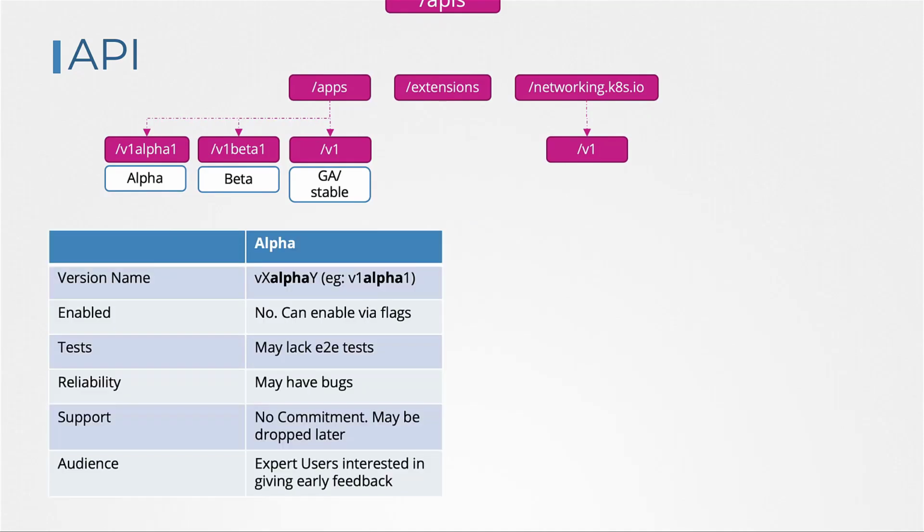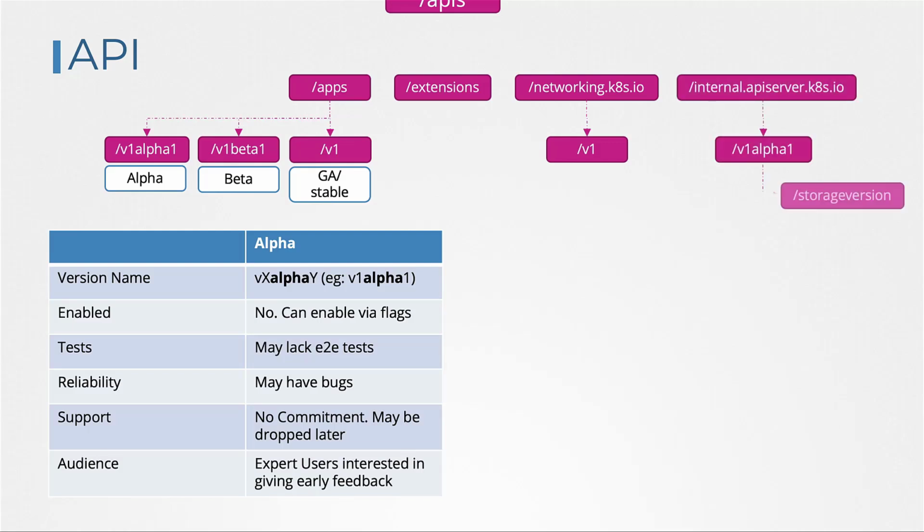Now, alpha is when an API is first developed and merged to the Kubernetes codebase and becomes part of the Kubernetes release for the very first time. At this stage, the API version has alpha in its name, indicating that it is an alpha release. For example, it could be v1alpha1 or v1alpha2, etc. This API group is not enabled by default. For example, at the time of this recording, the API group internal.apiserver.k8s.io, which has the resource storage version, is only available as v1alpha1.